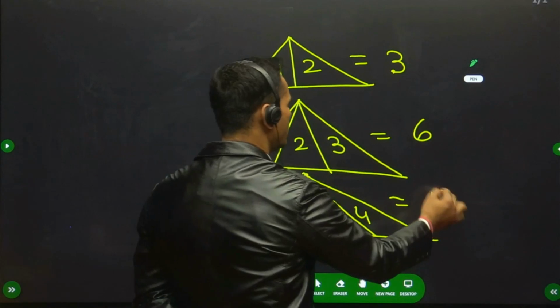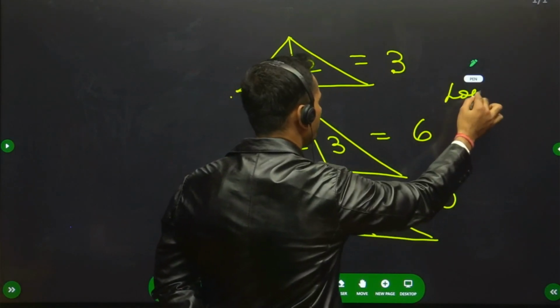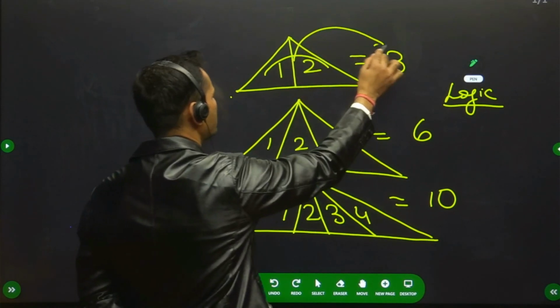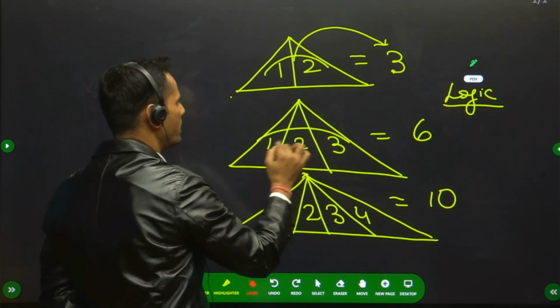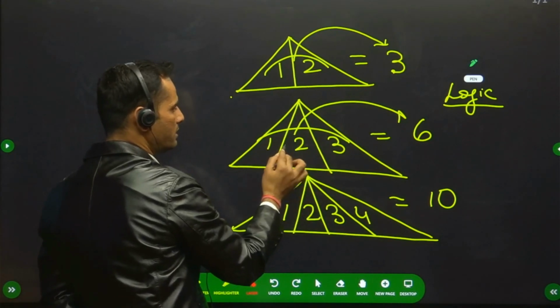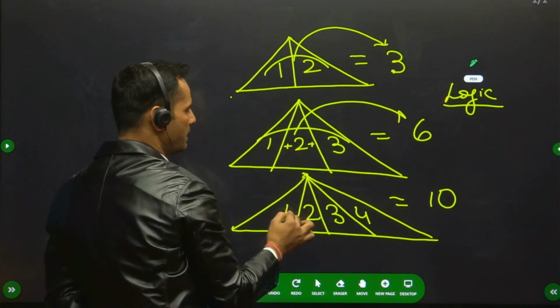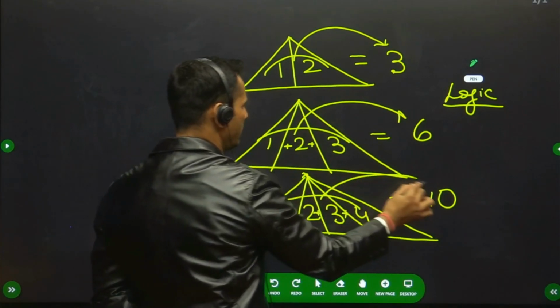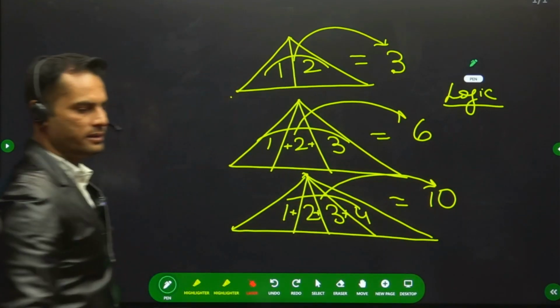So the logic is, if you observe it properly, the sum of the smaller numbers of triangles gives you the total number of triangles here. 1, 2, 3, if you sum them up, 3 plus 2, 5 plus 1, 6. You are simply adding them up. So what will you get? 4, 3, 7, 2, 9, 1, 10. There are 10 triangles here.